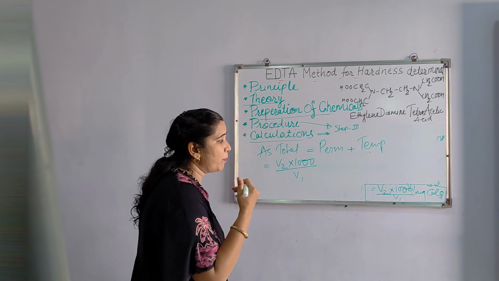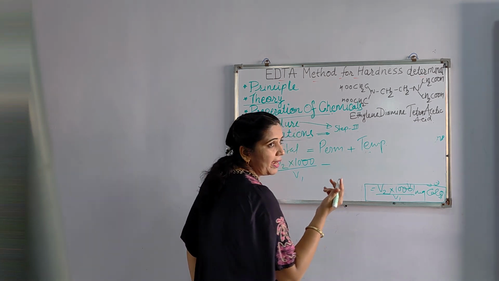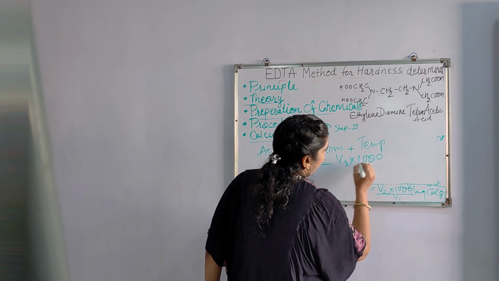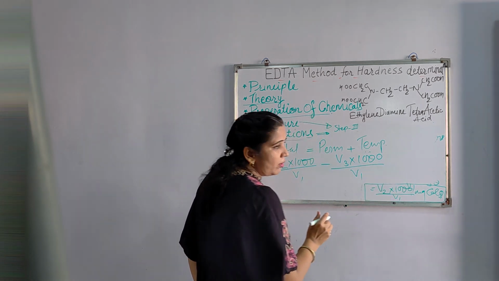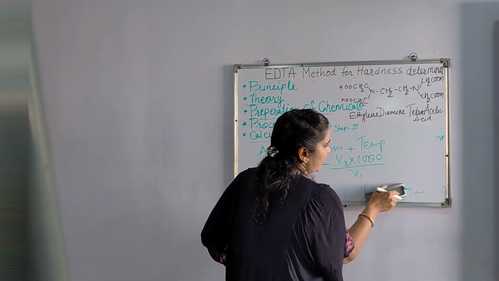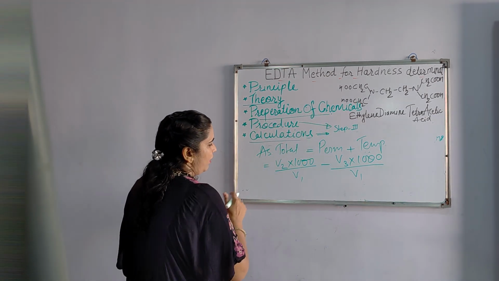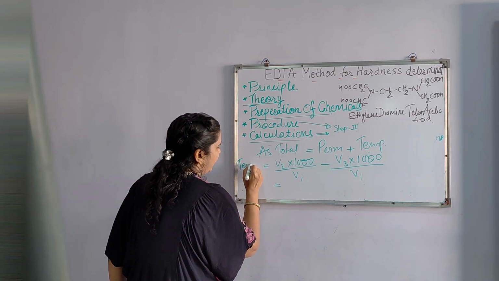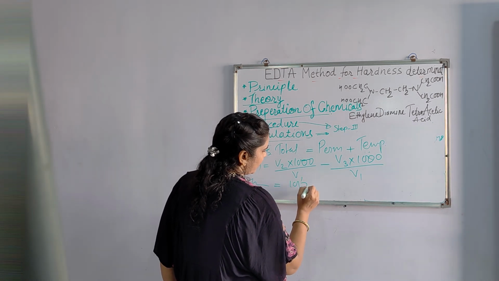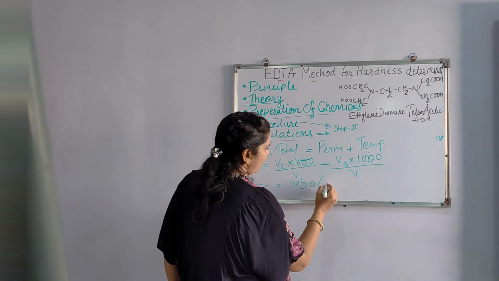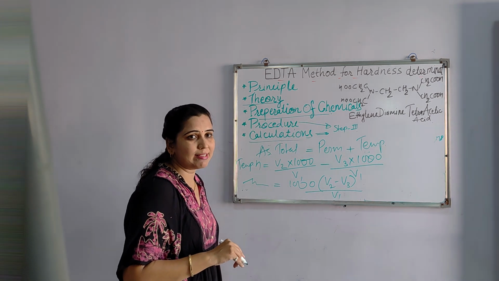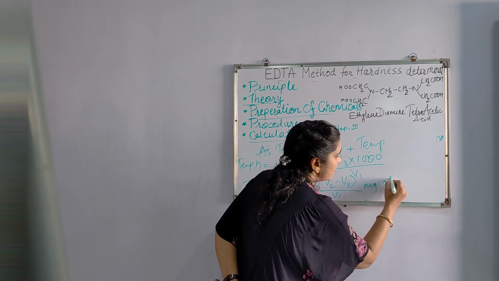And from this we have to subtract the permanent hardness, that is V3 into 1000 upon V1, and this is in milligrams of CaCO3 again, because all have the same type of unit, or that water is in the same form. So in this way, what will be the temporary hardness? This 1000 is common here, and V2 minus V3, as it has the same denominator, will remain as such. So it is milligrams of CaCO3.